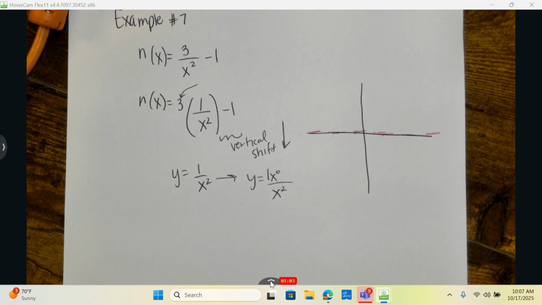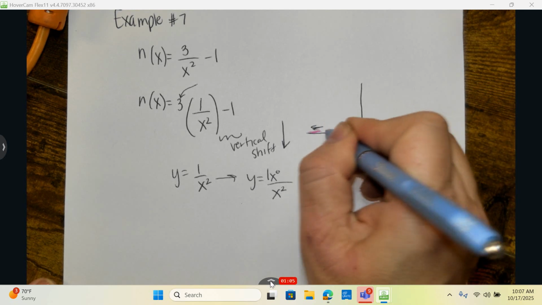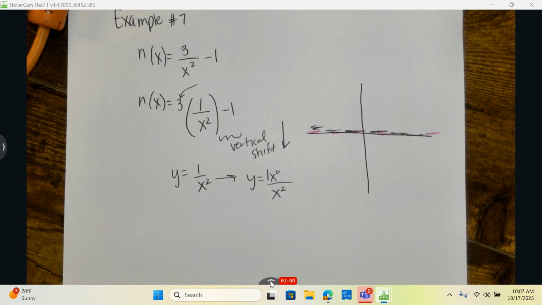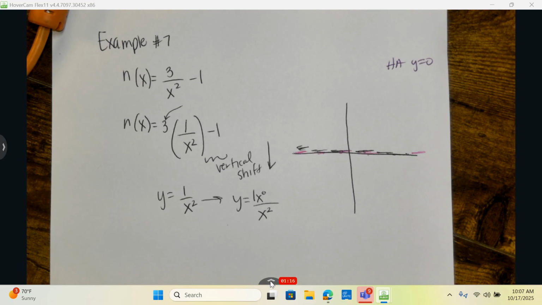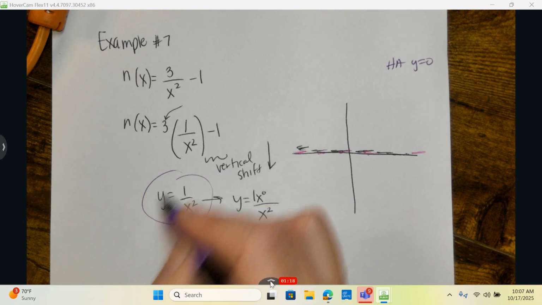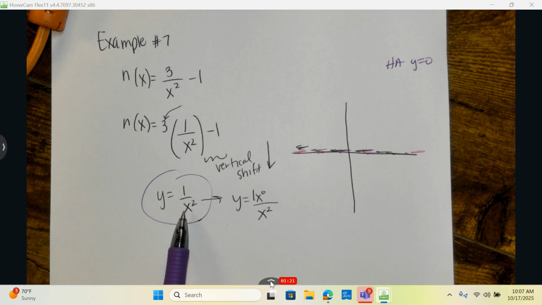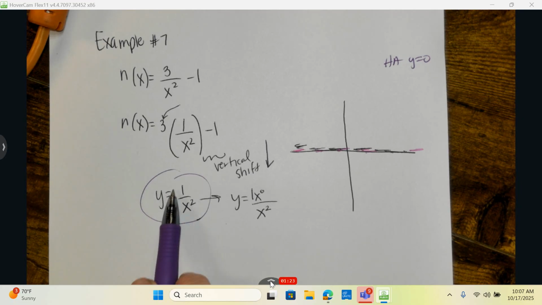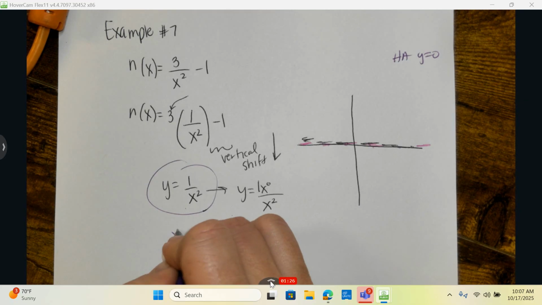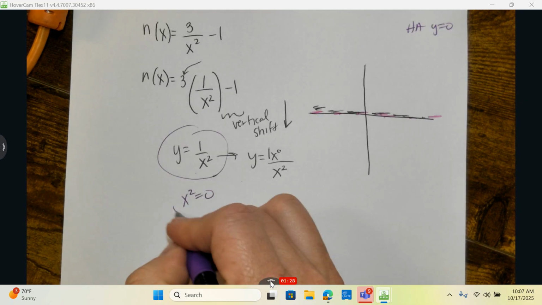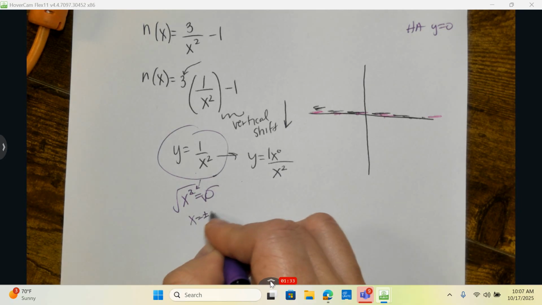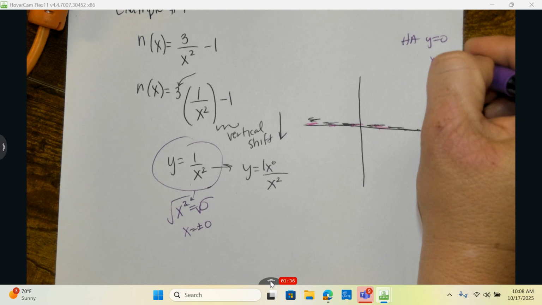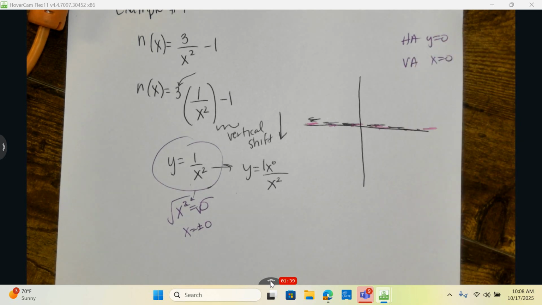So I've identified that the horizontal asymptote is y equals 0, based on the degree in the numerator and denominator. If we come back to this and we look, there's no way for us to reduce this fraction, and we do have a variable in the denominator. When I set that equal to 0, I'm able to solve. And although we normally say plus or minus, there's no such thing as plus or minus 0. There's simply 0. So the vertical asymptote will occur at x equals 0.